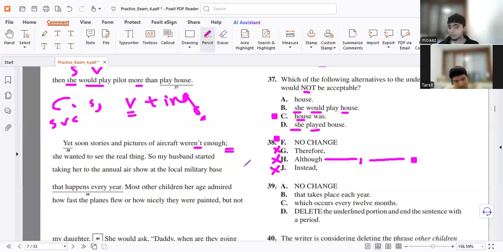Follow the rules. Any sentence must be correct in two ways: the grammar, structure, and the meaning. So don't check the grammar and ignore the meaning. Right.